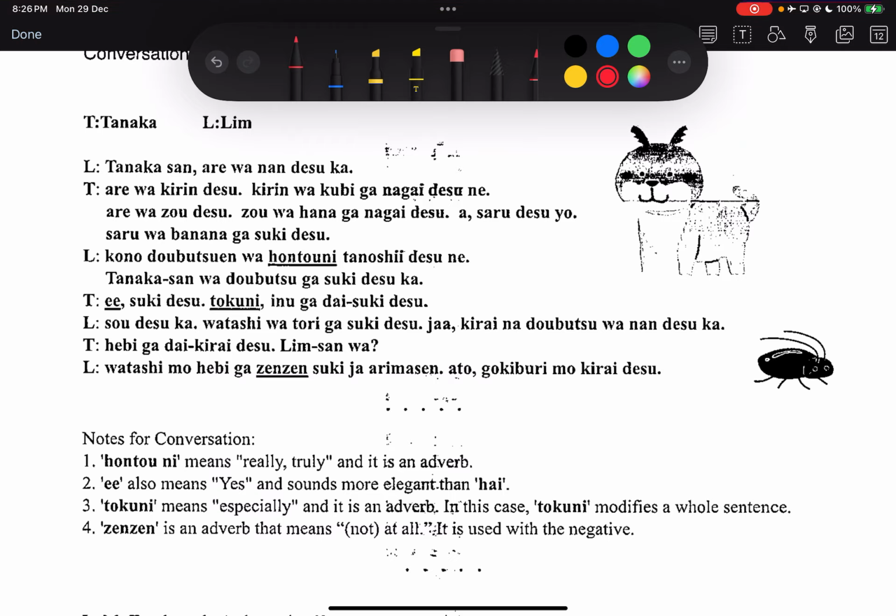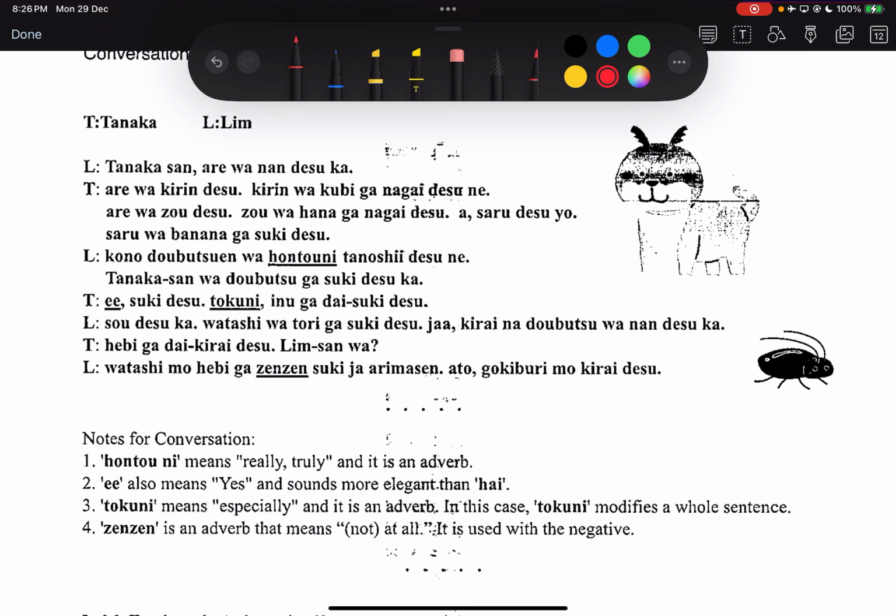Then he says, 蛇が大嫌いです. Remember, 大 is just like very. So 大嫌い is hate, so very hate. That means like 很不喜欢. 蛇が大嫌いです. 蛇 is snakes. So I very don't like snakes.